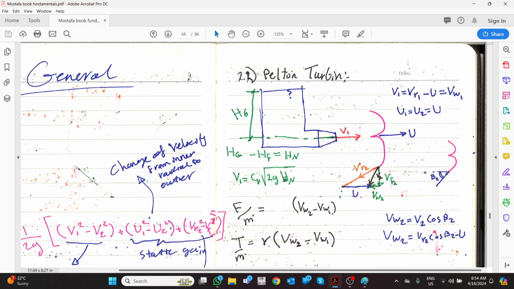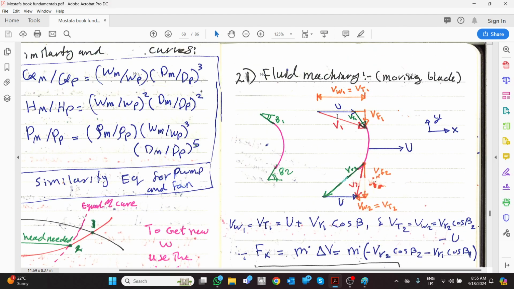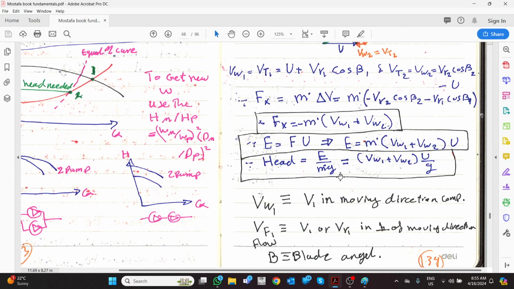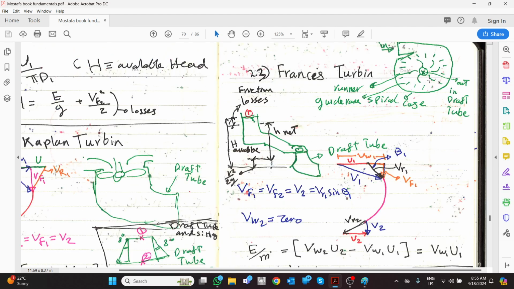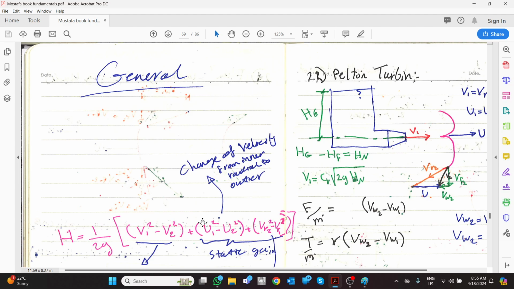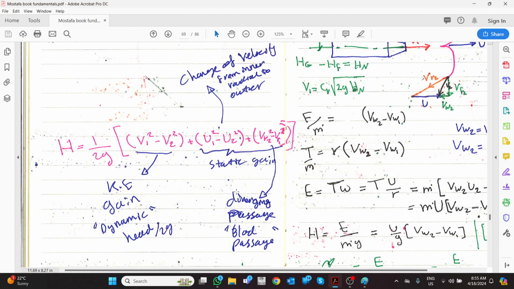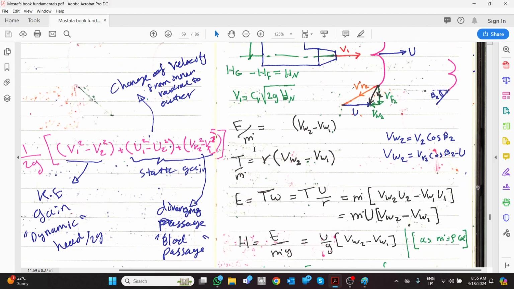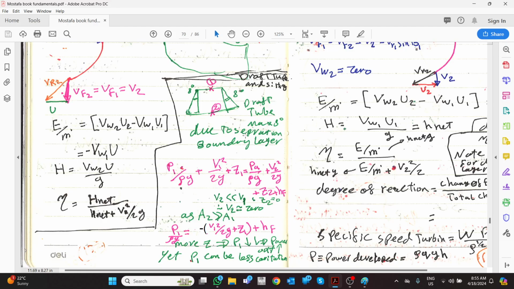Okay, for example, if you have a volute case, like here, the volute case goes from a higher radius to a lower radius. So from higher radius to lower radius, you are reducing U. So this one is less than this one, and we are getting more head, which is the benefit of the Francis turbine.